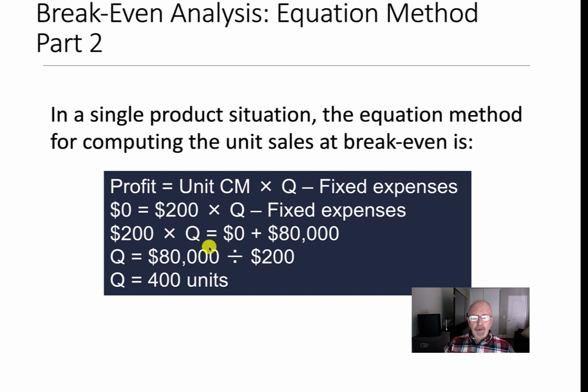We're going to work through the numbers here, right? We want to isolate the Q because that's what we're looking for, the number we need to sell. And the break-even number for RBC is 400 units. And we knew that from calculations way before in the last discussion.